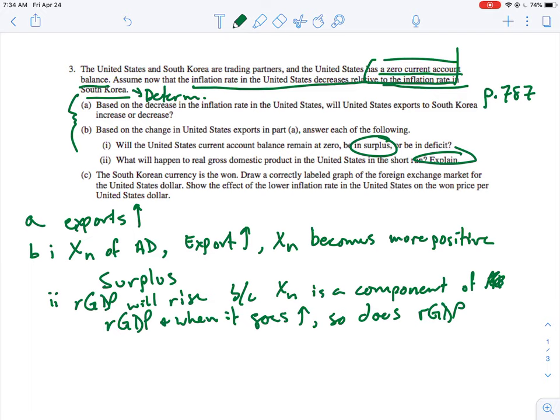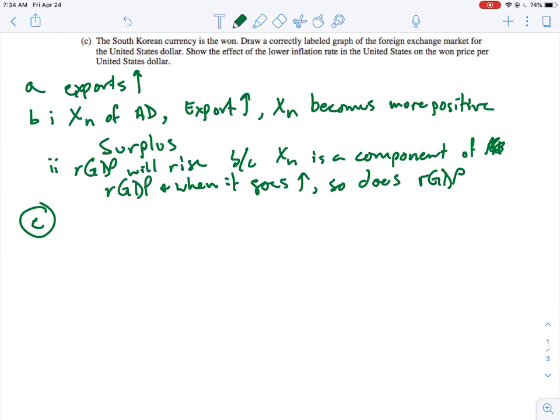Now, this is the part that we are really becoming a little more interested in, because you're trying to learn about currency and how to graph it and relative strength and weakness. So South Korean currency is the one. Draw a correctly labeled graph of the Forex market for the United States dollar. So that's really important. They just told you which market to be drawing here. So I'm going to do some things that you don't have to say, and I'll do those in red. Show the effect of the lower inflation rate in the United States on the yuan price per United States dollar.